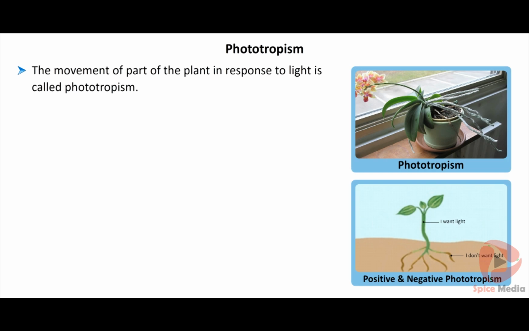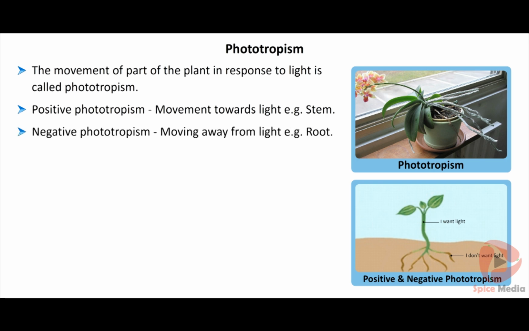The movement of the part of the plant in response to light is called phototropism. When the part of the plant moves towards the stimulus of light, it is called positively phototropic. Example, stem. When the part of the plant moves away from the stimulus of light, it is called negatively phototropic. Example, root.